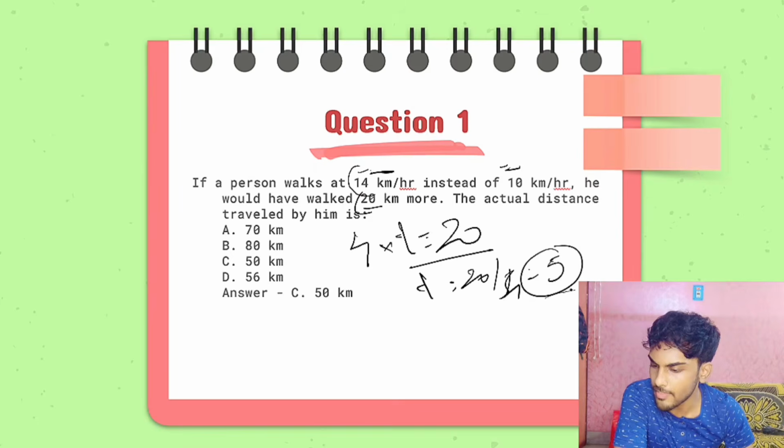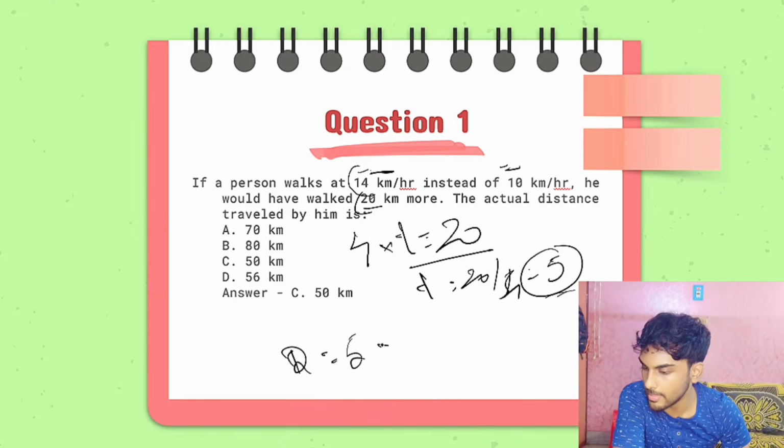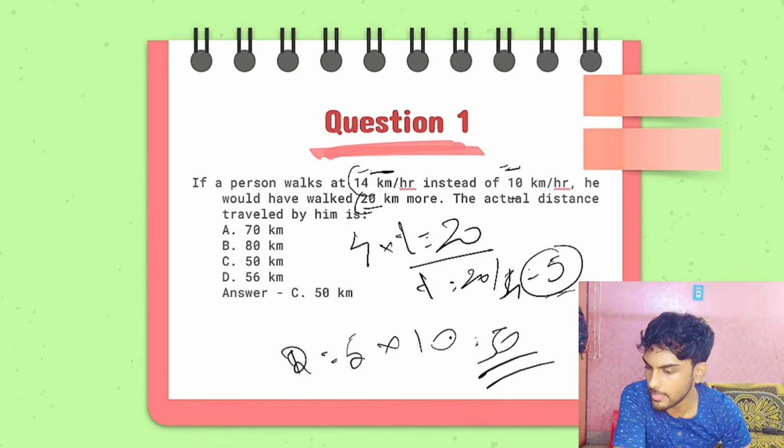So if 5 is the difference in time, we need to find out the distance traveled, right? Speed equals distance by time, so distance equals time into speed. Time is already given as 5, and the speed is 10. So it becomes 50. So the answer should be option C, 50 kilometers.